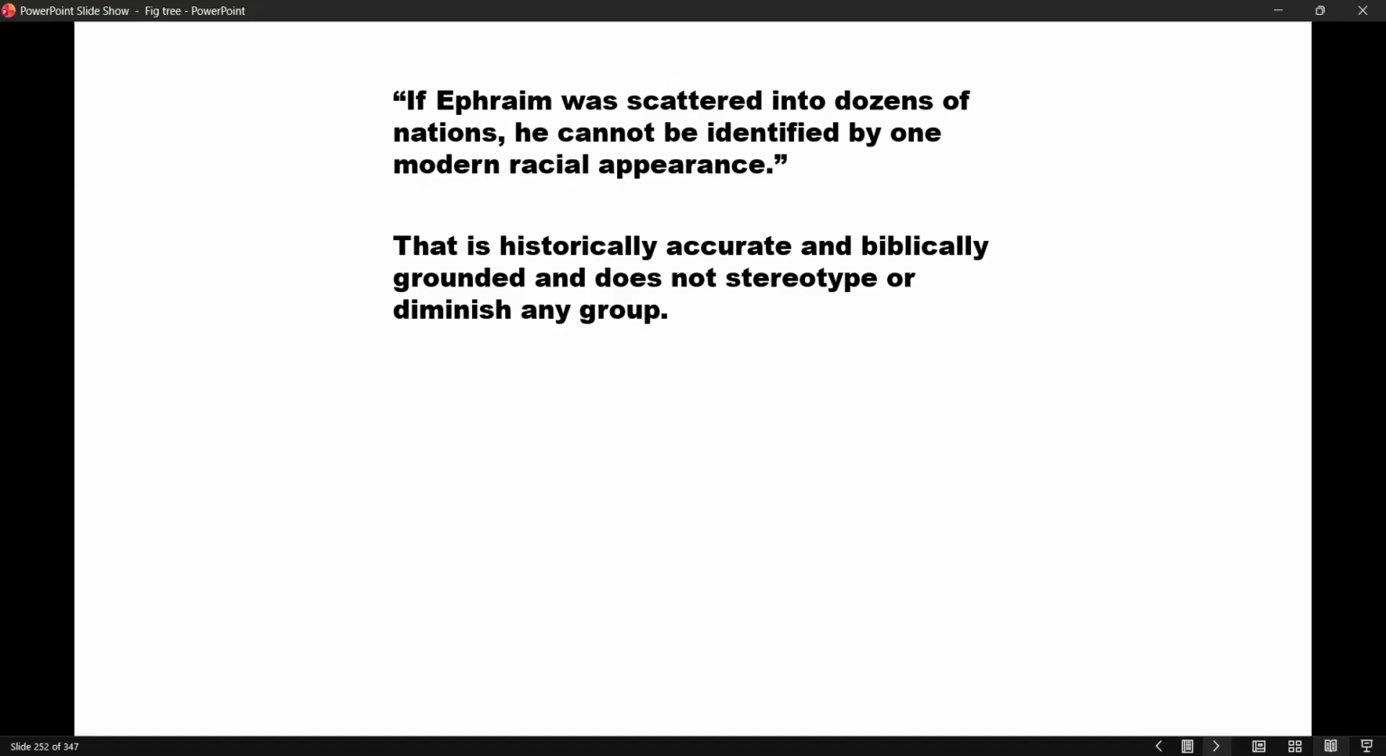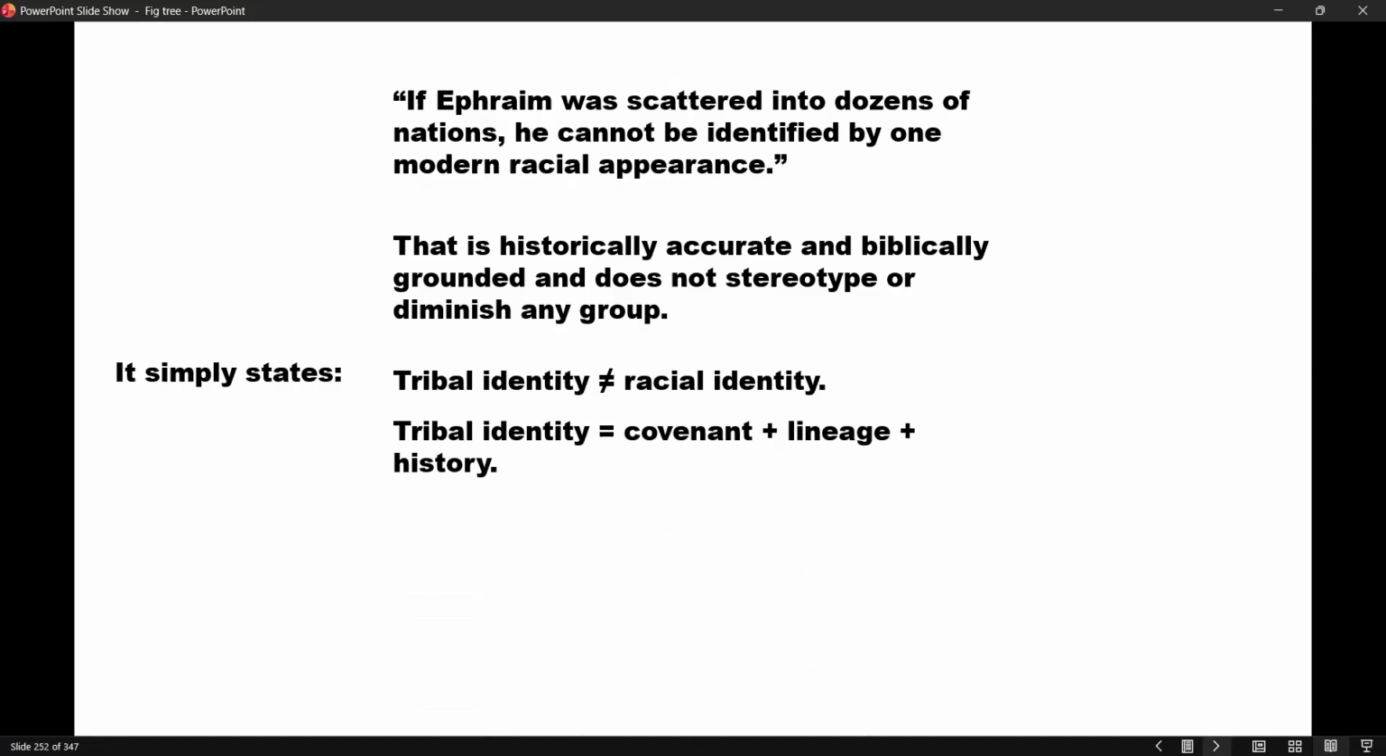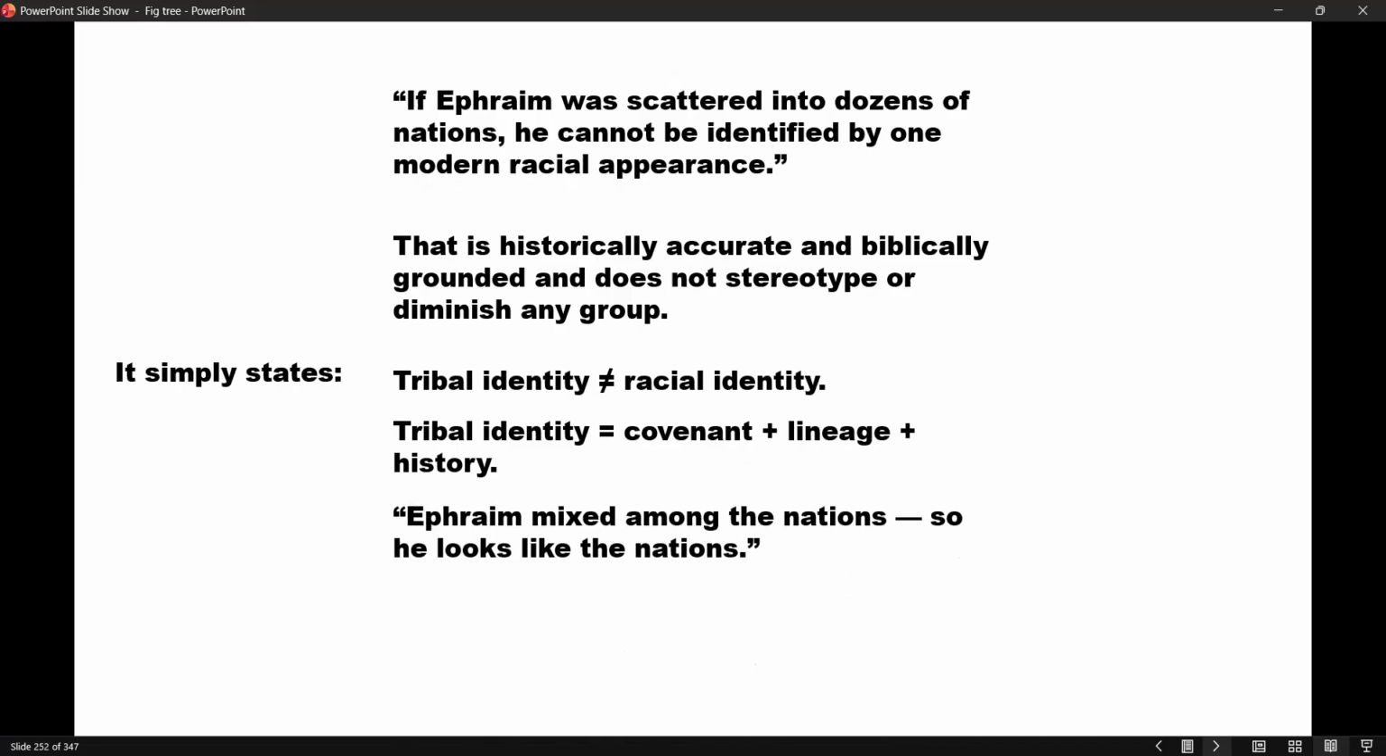That's an idol in your mind, when the truth is historically accurate and biblically grounded and does not stereotype or diminish any group. We can't live like that. Y'all's not pleased with that. It simply states tribal identity does not equal racial identity. Tribal identity equals covenant plus lineage plus history. That's why we got to search this thing this way.